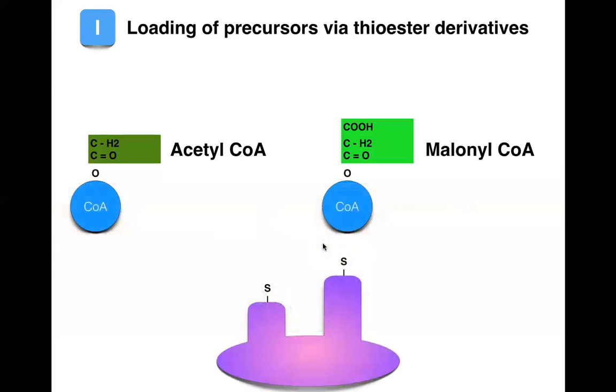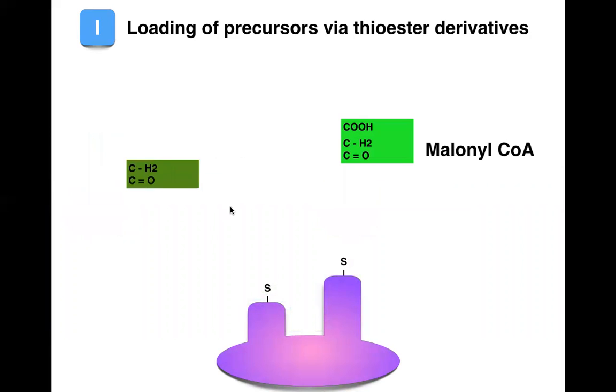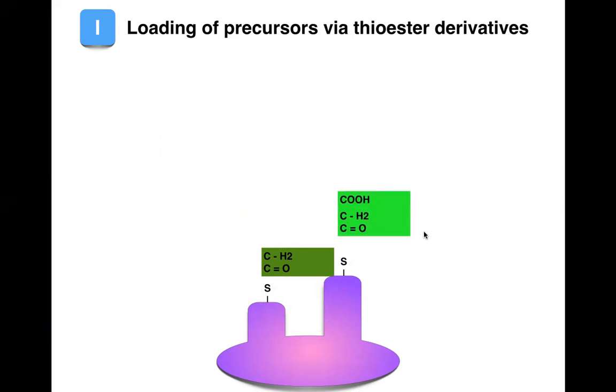Going back now to the loading process, acetyl-CoA is linked to the small tower, while malonyl-CoA is linked to the large tower. What follows after loading? Acetyl-CoA will be condensed with malonyl-CoA. There is condensation, throwing away the carboxyl functional group that was initially attached.